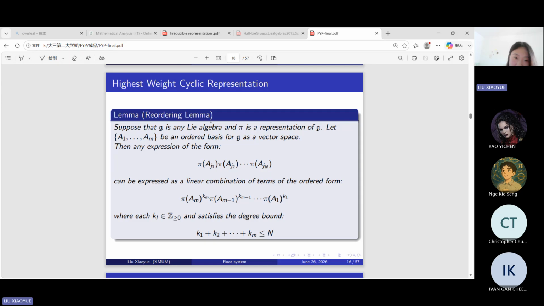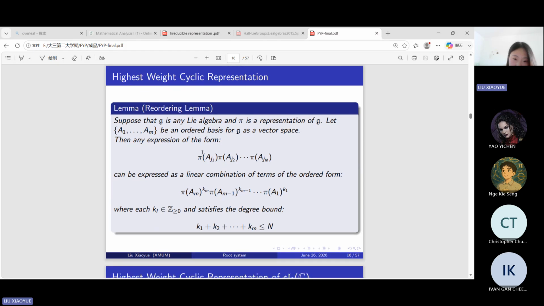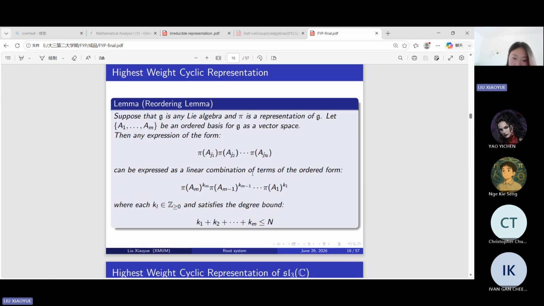The next lemma is the reordering lemma. Firstly, we suppose G is any Lie algebra and pi is a representation of G. Let A1 to AM be an ordered basis for G as a vector space. Then any expression of this form can be expressed as a linear combination of terms in the ordered form.